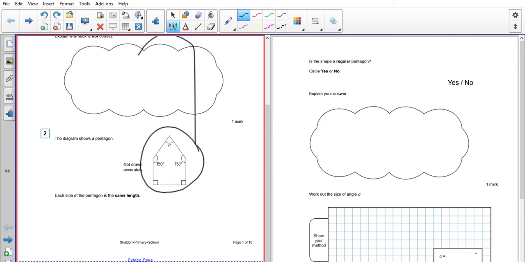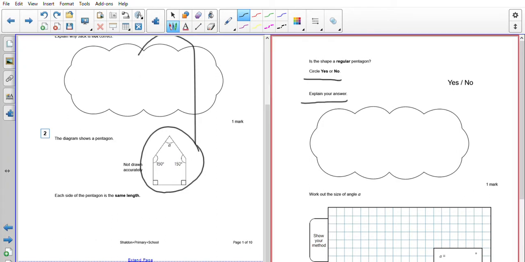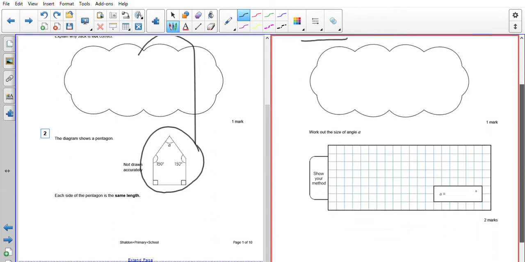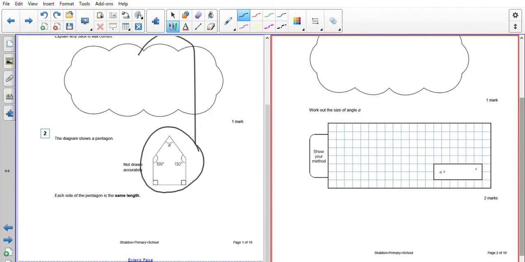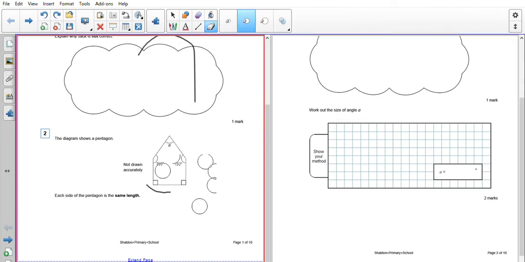Again here, whether it's regular or not is going to come down to the lengths of the sides, which are all the same. But then also it has to be the same as the internal angles, and they are not the same. So it's not a regular shape. It says here for us as well to work out the size of angle A.